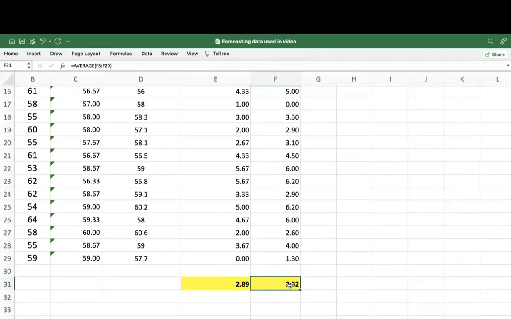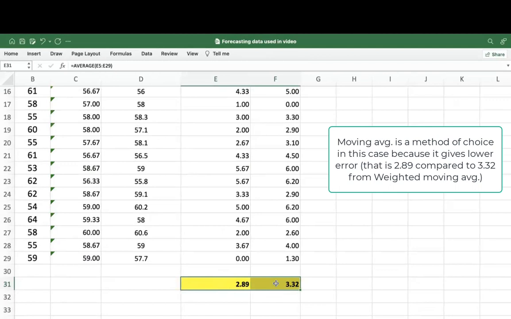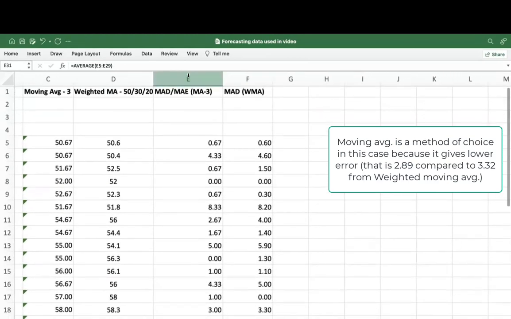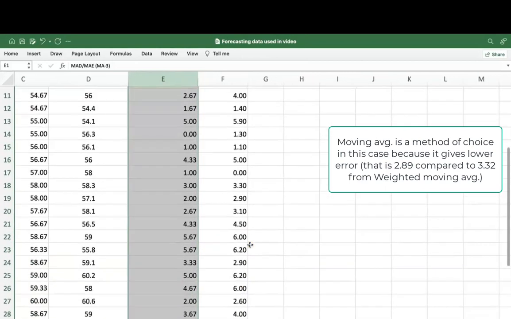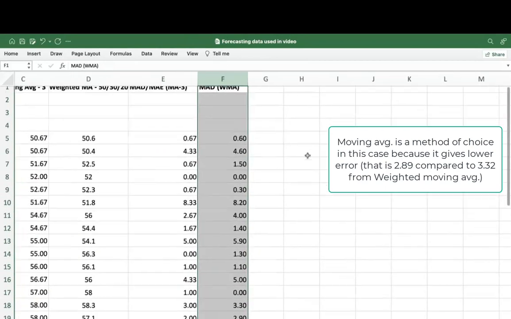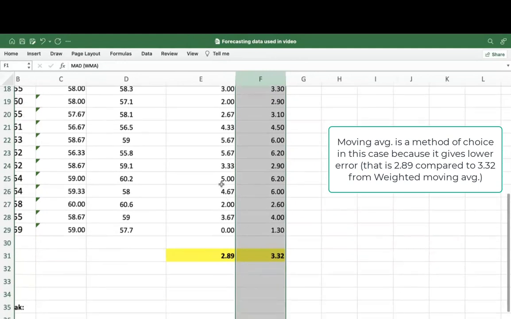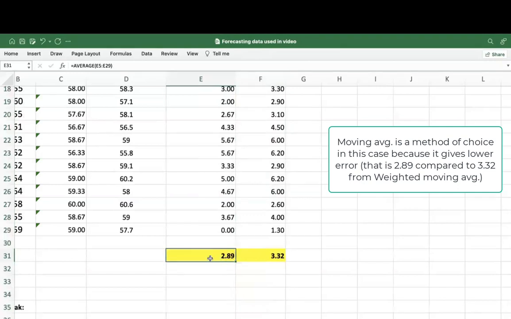So this is mean absolute deviation or error. In other words, these two values represent error or deviation. And as you can see, the deviation is less in case of moving average. This is the moving average column, but this is more. That's 3.32 is more than 2.89. So 3.32 is more in case of weighted moving average, which means that when we compare our moving average and weighted moving average, moving average is a better one because it gives less error. It gives you results that are more closely related to actual values.